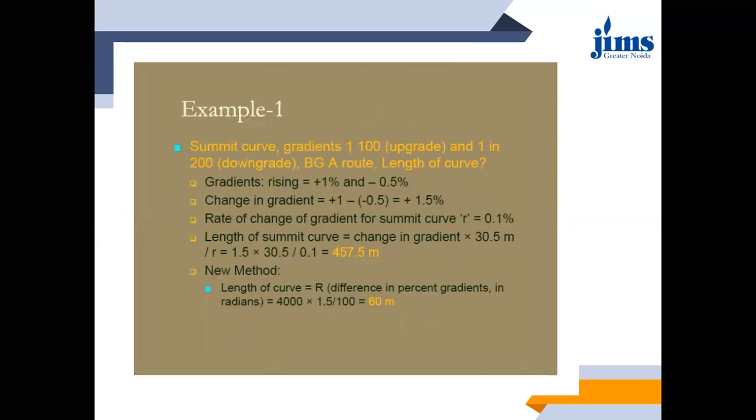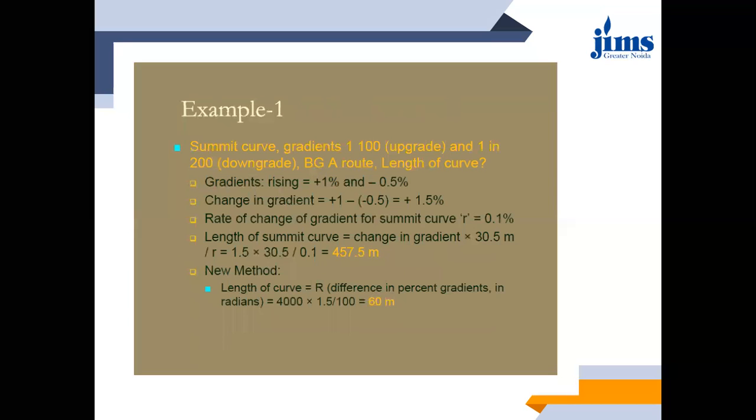Here is an example of a summit curve gradient. The gradient is 1 in 100, this is an upgrade, and 1 in 200, this is a downgrade. A broad gauge route, type A route, is provided. You have to find out the length of the curve. So how will you find it?